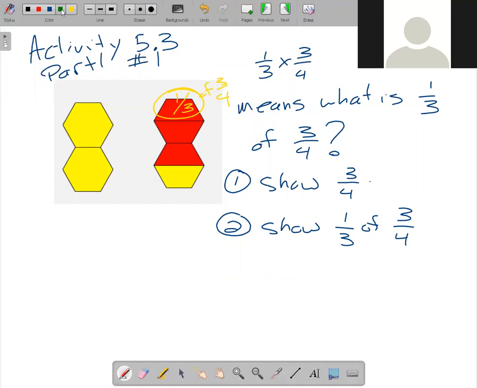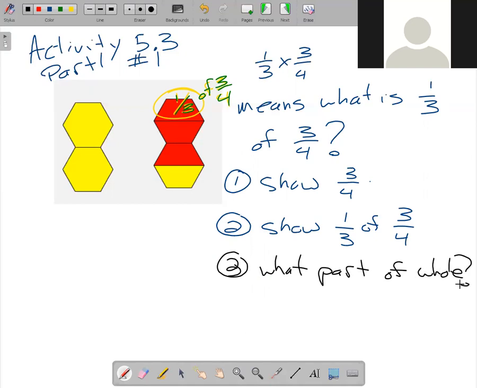And then that yellow's not very good. Let's try green. 1/3 of 3/4. Now, that's just a picture of the answer. I have to use that to state the actual answer. What part of a whole is that? 1/4. Yeah, so what we've shown is that 1/3 of 3/4 is 1/4 of the whole.